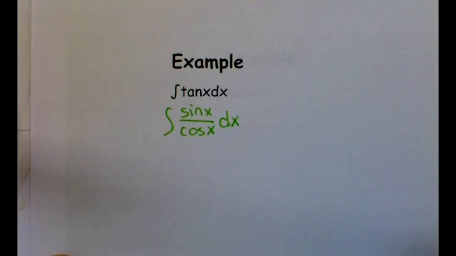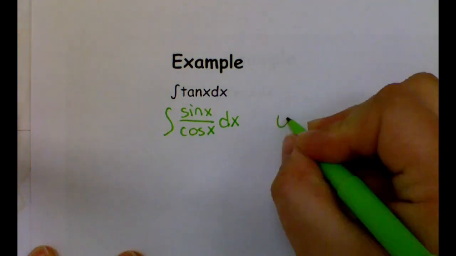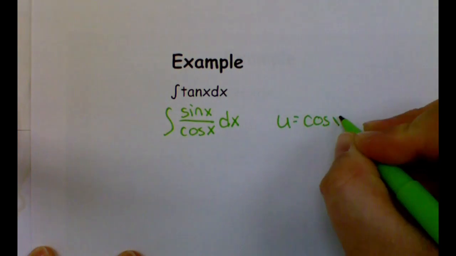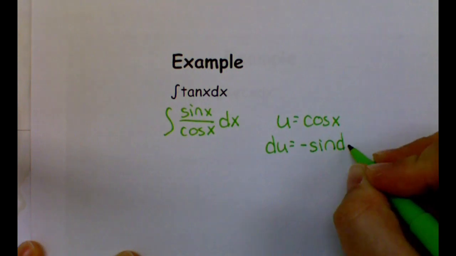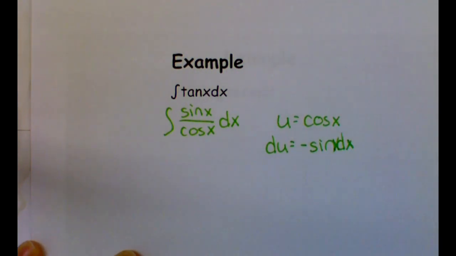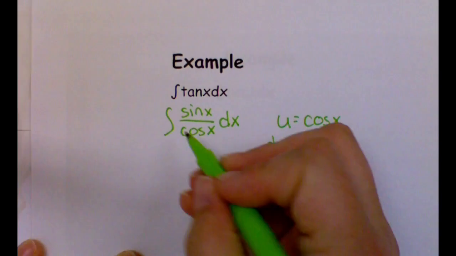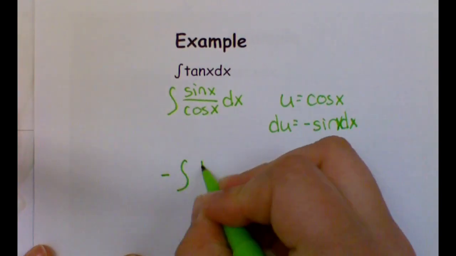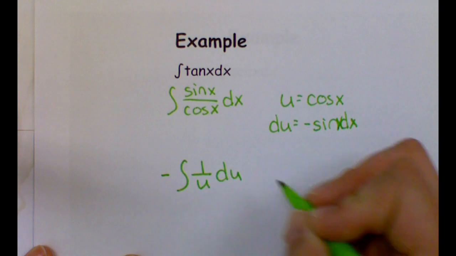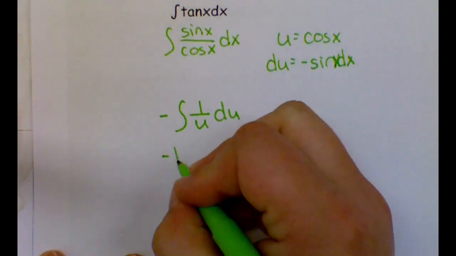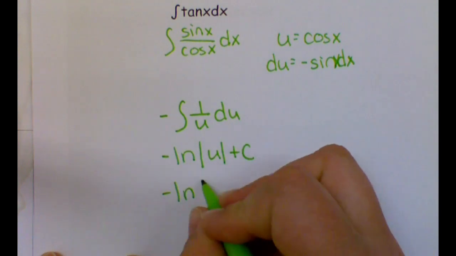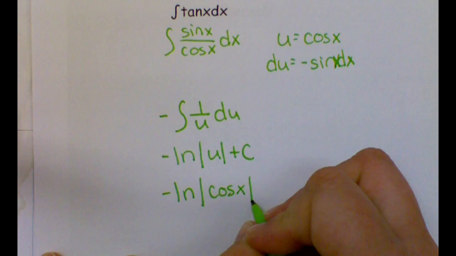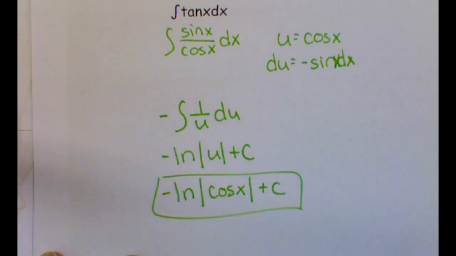Now when using u substitution in this case, you probably want to set u equal to your denominator, so our u would be cosine of x. du then is negative sine of x dx. There we go. So that means I have an extra negative hanging out, so negative antiderivative 1 over u du. And look at us go. We have negative natural log of the absolute value of u plus c, and substitute back in the cosine of x plus c. And there we are.